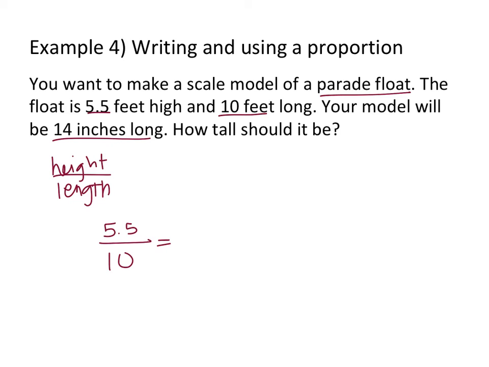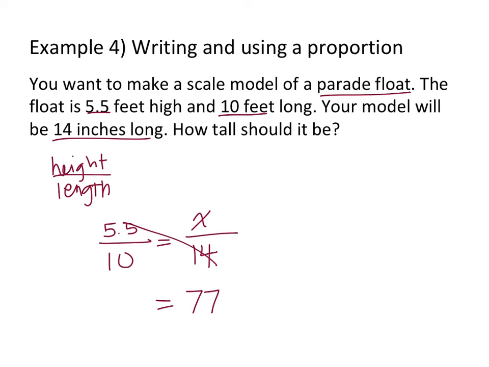And when I'm building my model, I know I want to make it 14 inches long, so that's my length, right? That'll be on the bottom. I don't know how high I should make it, so I'm going to use a variable here. So if I know I want to make a certain length, I need to find out now what the height needs to be. Put a variable there, then I can just solve normally. So 5.5 times 14. We can use a calculator, or you can just do 5 times 14 is 70 plus half of 14. So this will be 77.